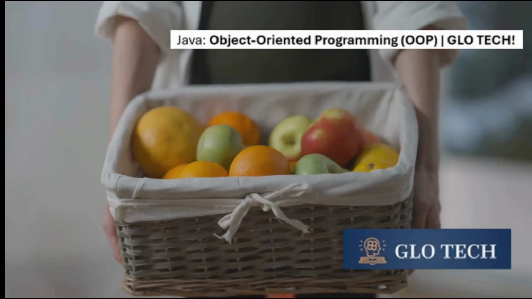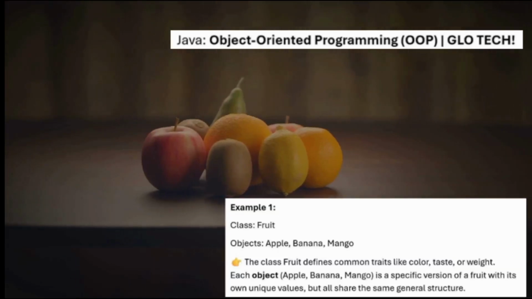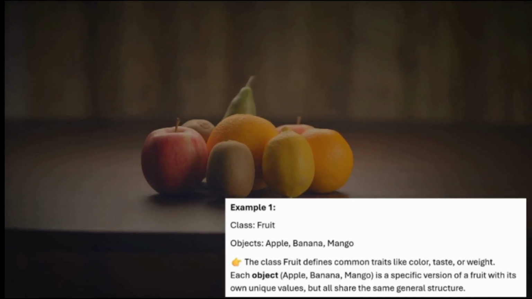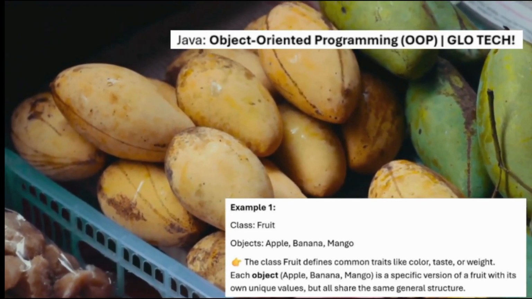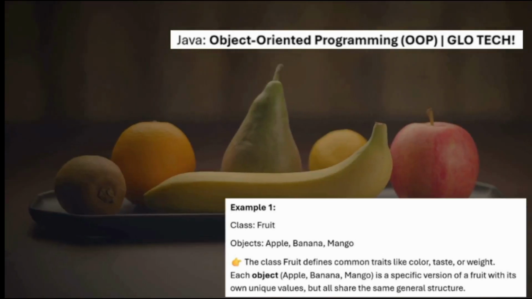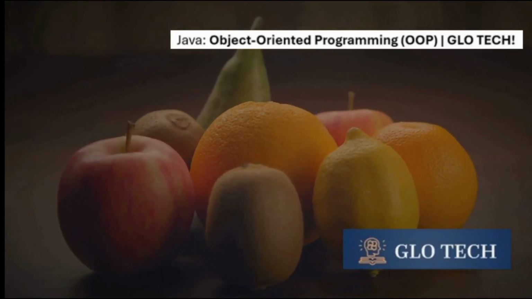Let me give you a simple analogy. Imagine a class called fruit. This class defines traits like color, taste, or weight. When you create objects from this class, you get actual fruits like an apple, a banana, or a mango. Each one is a specific version, right? They all share the same general structure, but they're unique too.